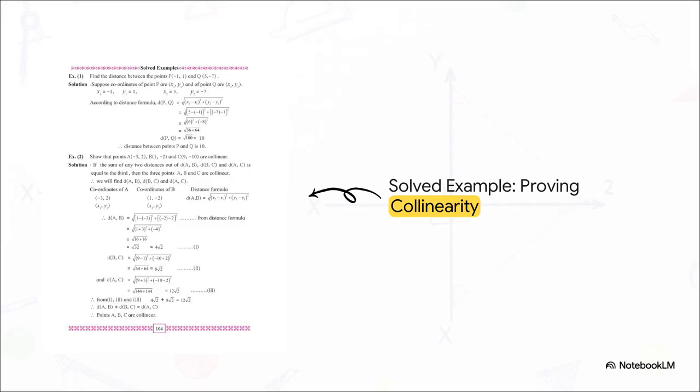Walking through this solved example, we just apply our distance formula 3 separate times. We calculate the distance of AB to be 4 root 2. The distance of BC comes out to 8 root 2. And that longest distance AC is 12 root 2. We can clearly see that adding 4 root 2 and 8 root 2 perfectly equals 12 root 2. So because AB plus BC equals AC, we have mathematically proven, without a shadow of a doubt, that points A, B, and C are in a line.